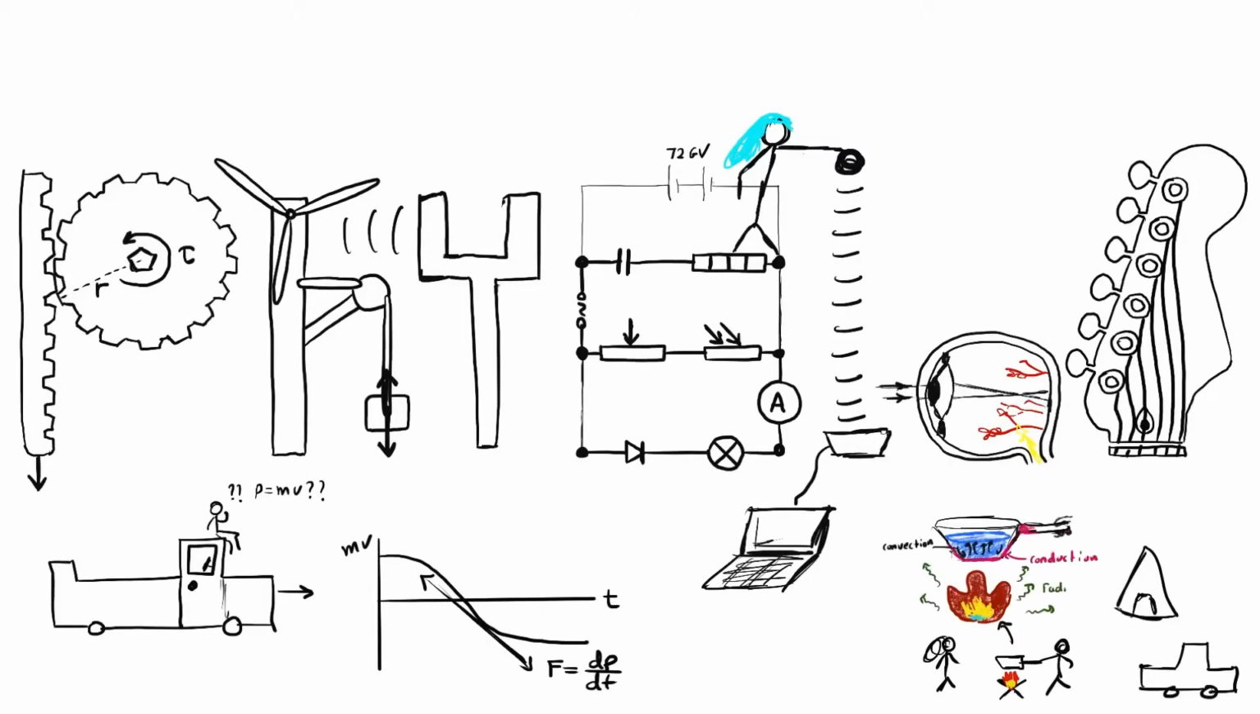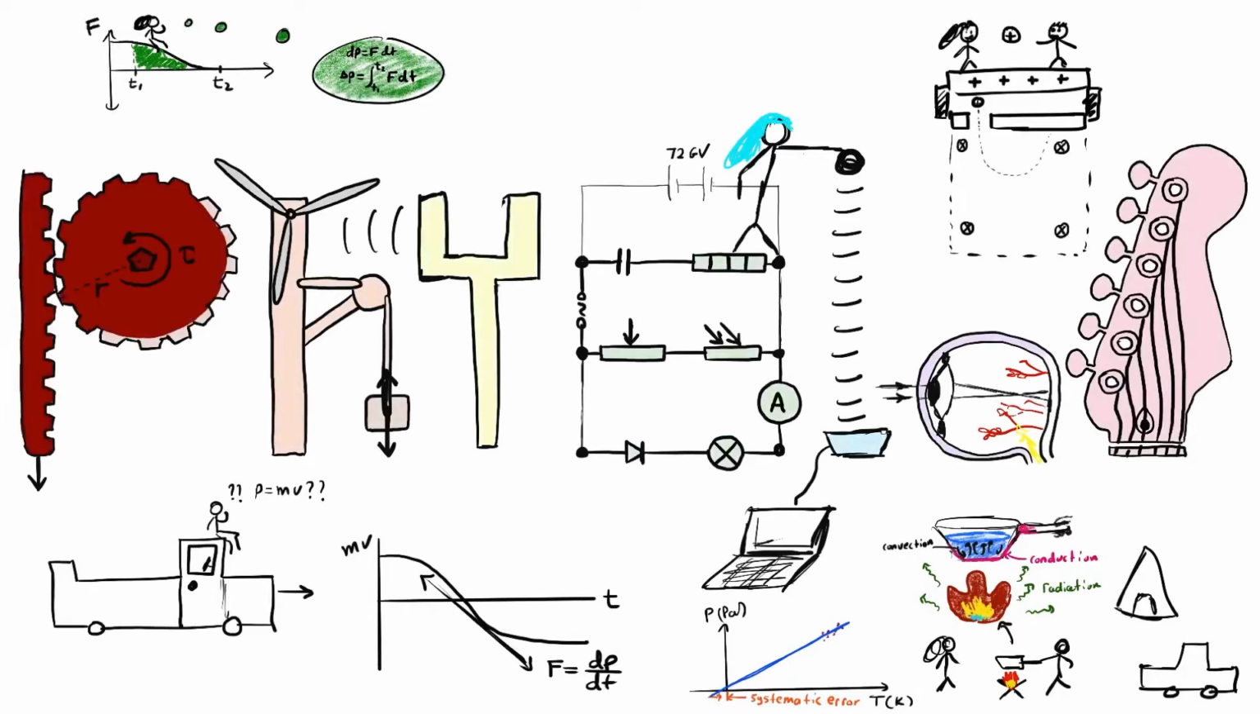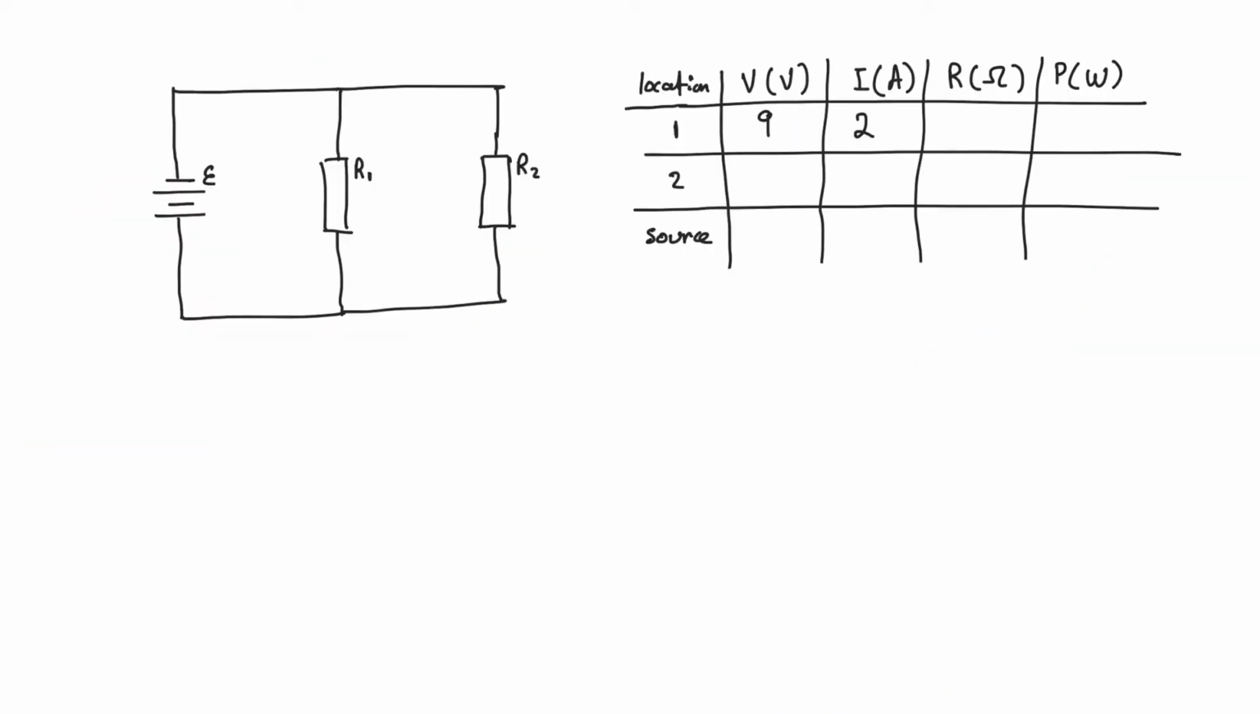In this video lesson, we will be looking at circuit analysis, and we're going to be doing two simpler circuits. In the first example here, we have a circuit which has a source, and this source provides power to resistors 1 and 2, which are currently connected in parallel. We know that the voltage drop across resistor 1 is 9 volts, and the current which is going through resistor 1 is 2 amps.